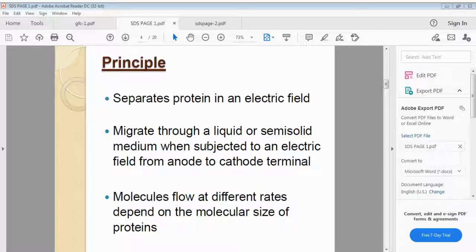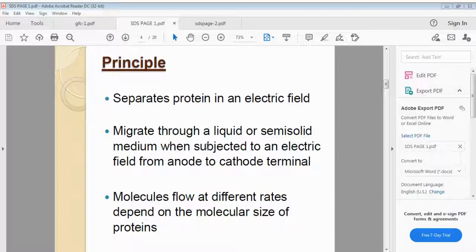But here in SDS page electrophoresis, all the molecules are given a negative charge. They are converted into negative charge so that they can be separated in an electric field. So this is polyacrylamide gel electrophoresis. Electrophoresis is a technique where charged molecules can be separated by allowing them to migrate in an electric field. This is how the principle is used in SDS page.